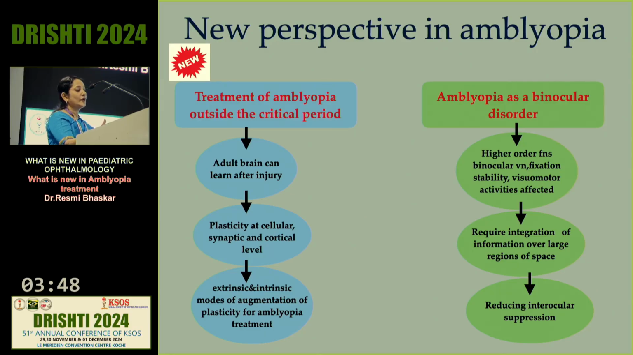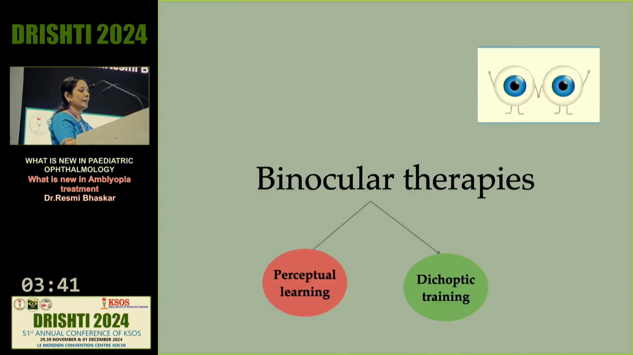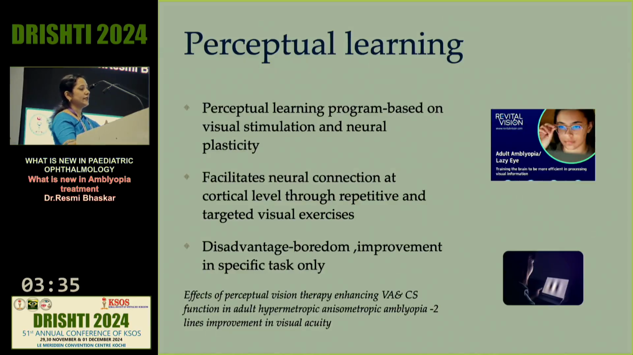We now know the higher order functions are affected in amblyopia. So the treatment has also changed from the uniocular to the binocular level. Binocular therapies are actually of two types, perceptual learning and dichoptic training. So what is perceptual learning? It means if you repeatedly do a thing, that can produce a change. That is, practice makes perfect.